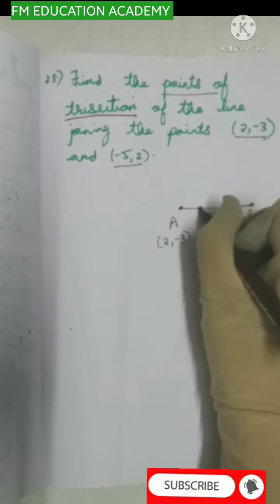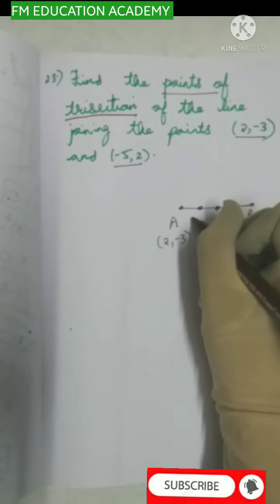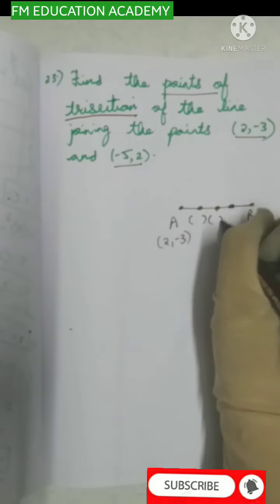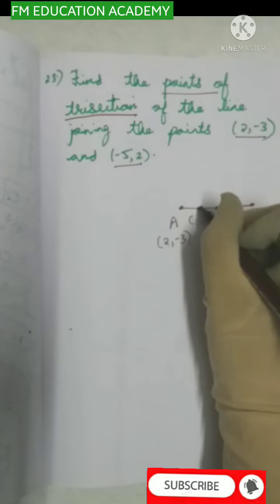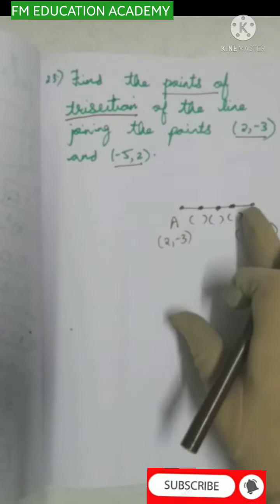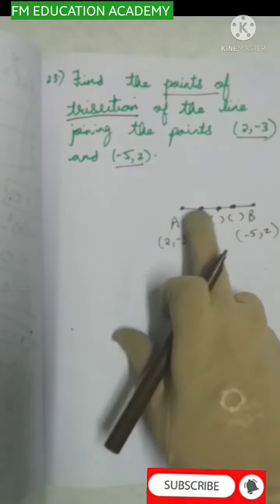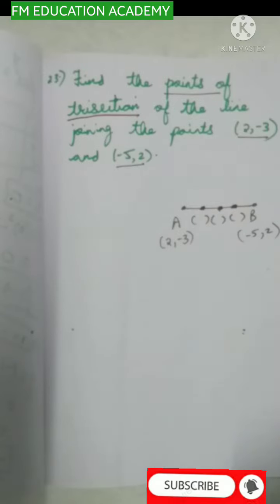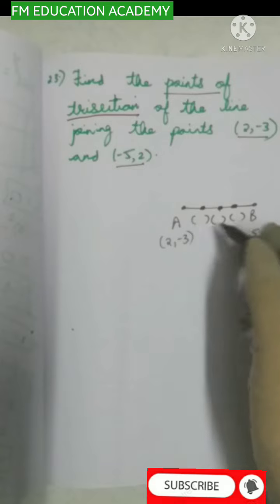Then this line has 3 points, it is telling. So we have to find out the points. That is, this point we have to find out, this point we have to find out, and also this point we have to find out. That is the meaning of points of trisection. Points of trisection means the points which divide the line segment into 3 parts.